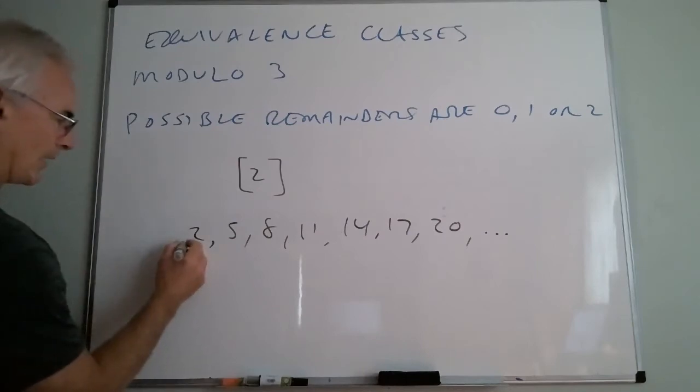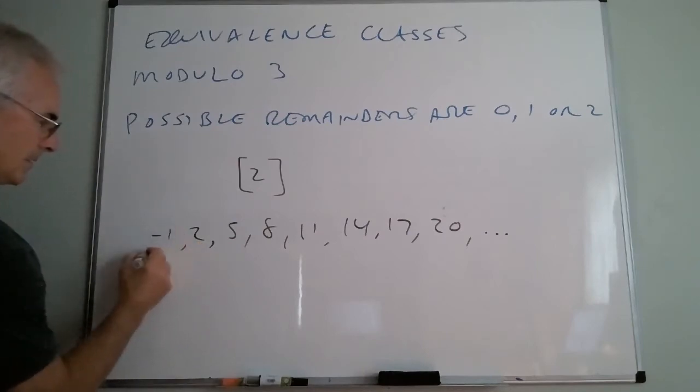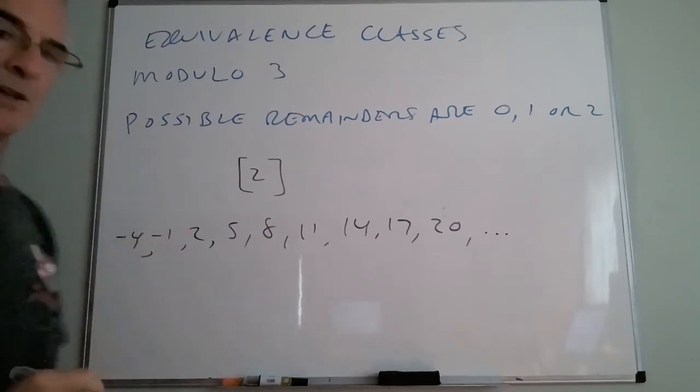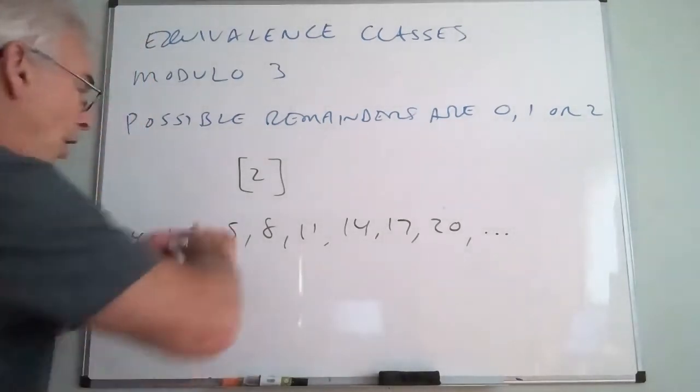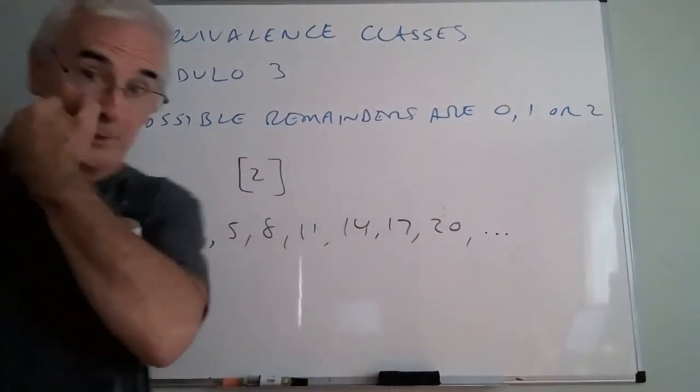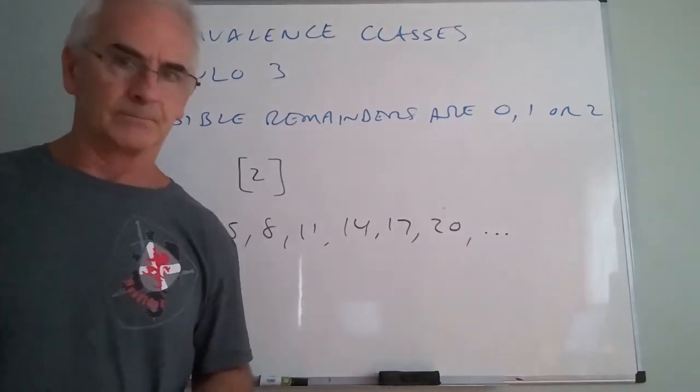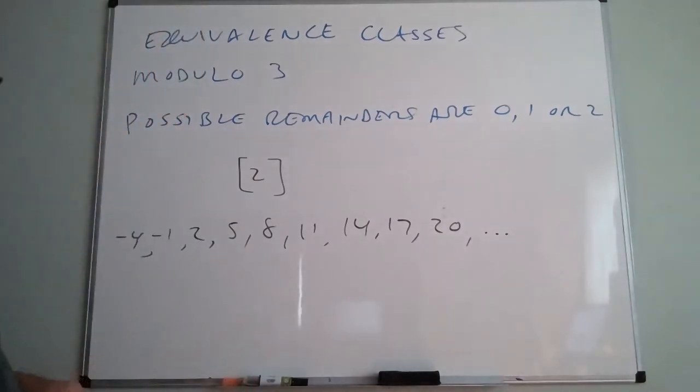How about if I went the other way? Would that work also? Because I didn't say the numbers had to be positive. I just said they had to be integers. Would all of these numbers, when divided by 3, have the same remainder? I don't think -1 or the negatives would.